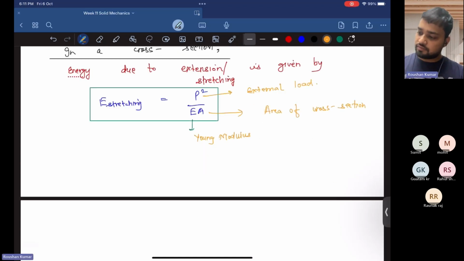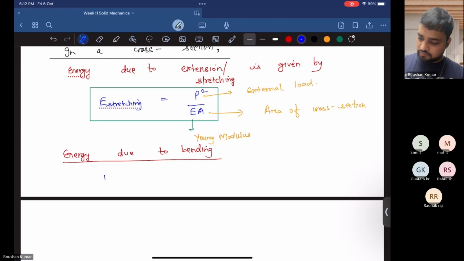Similarly, energy due to bending. It is given by Mz square upon 2E Izz. So this is the relation for energy due to bending.